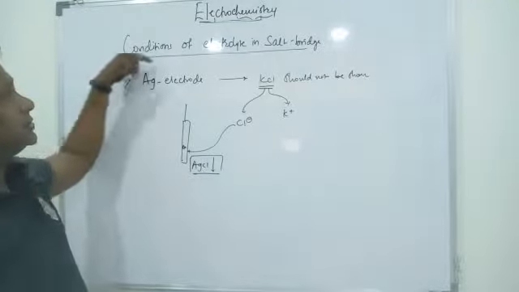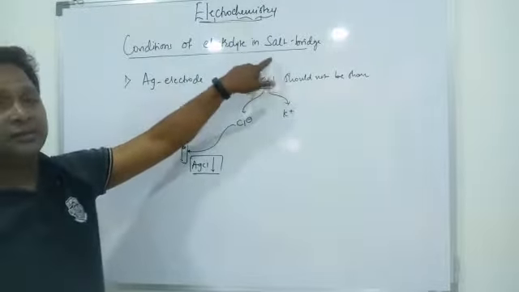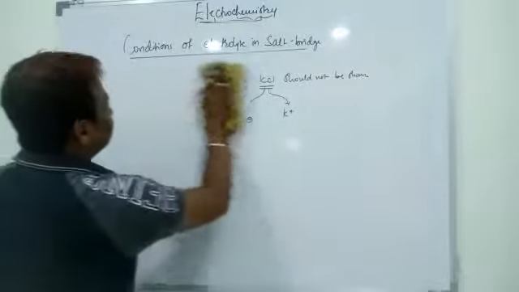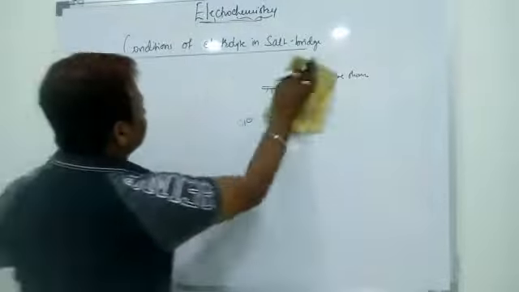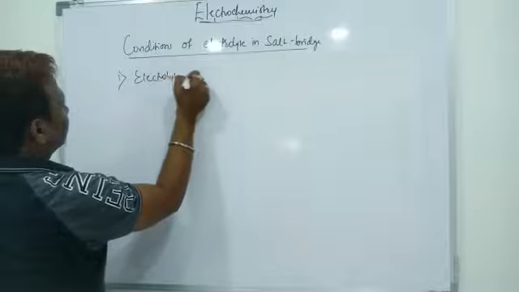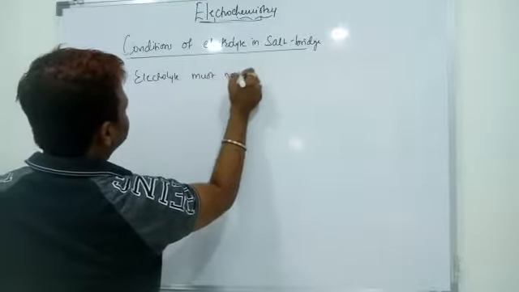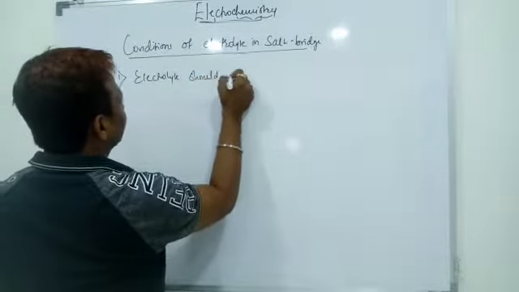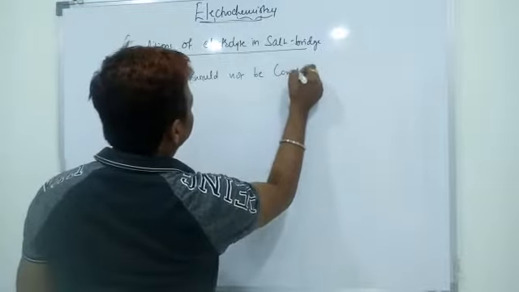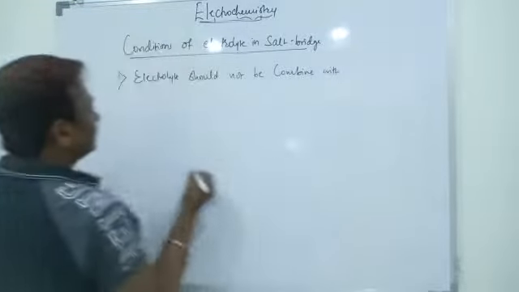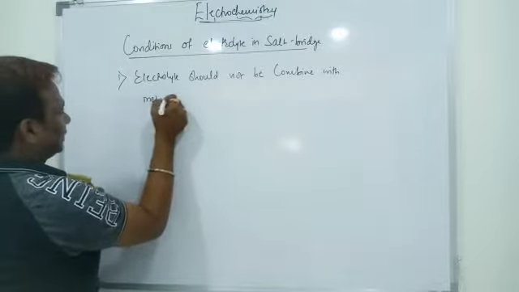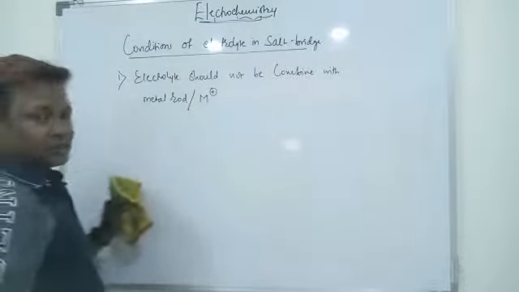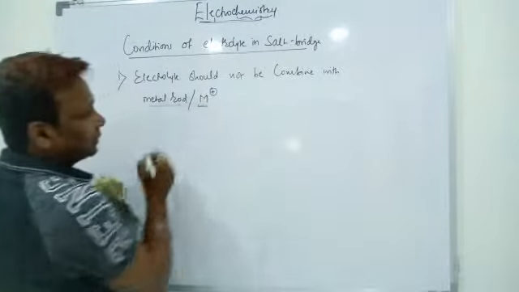So what is the important condition for the electrolyte used in the salt bridge? The electrolyte should not be combined with the electrode. I am going to write this one: electrolyte must not be combined with the metal rod or with the metal ions.